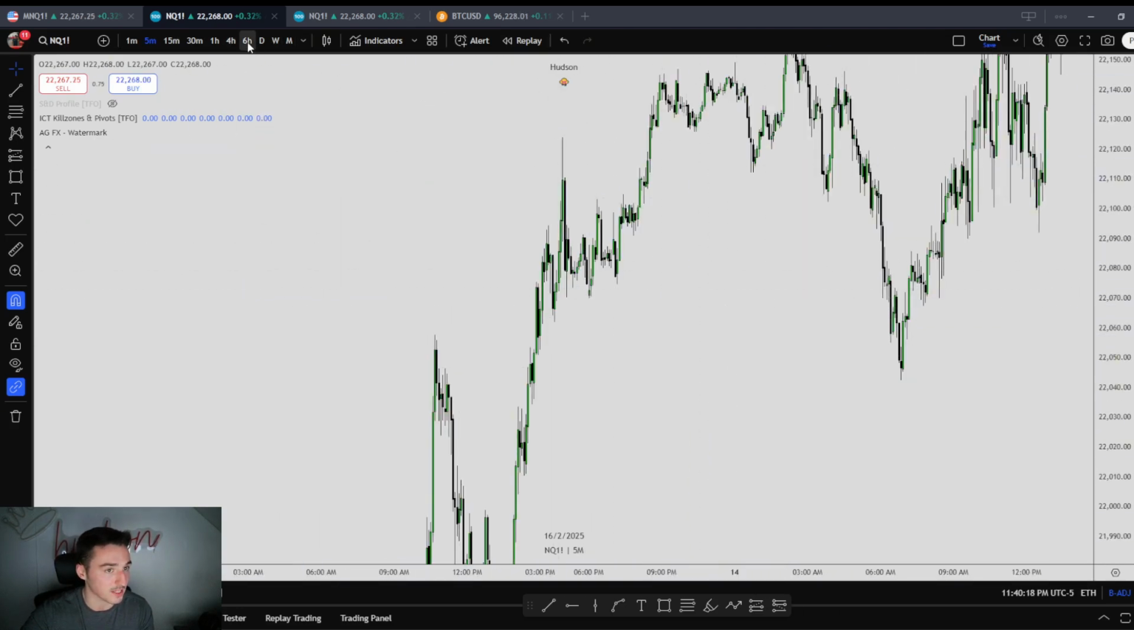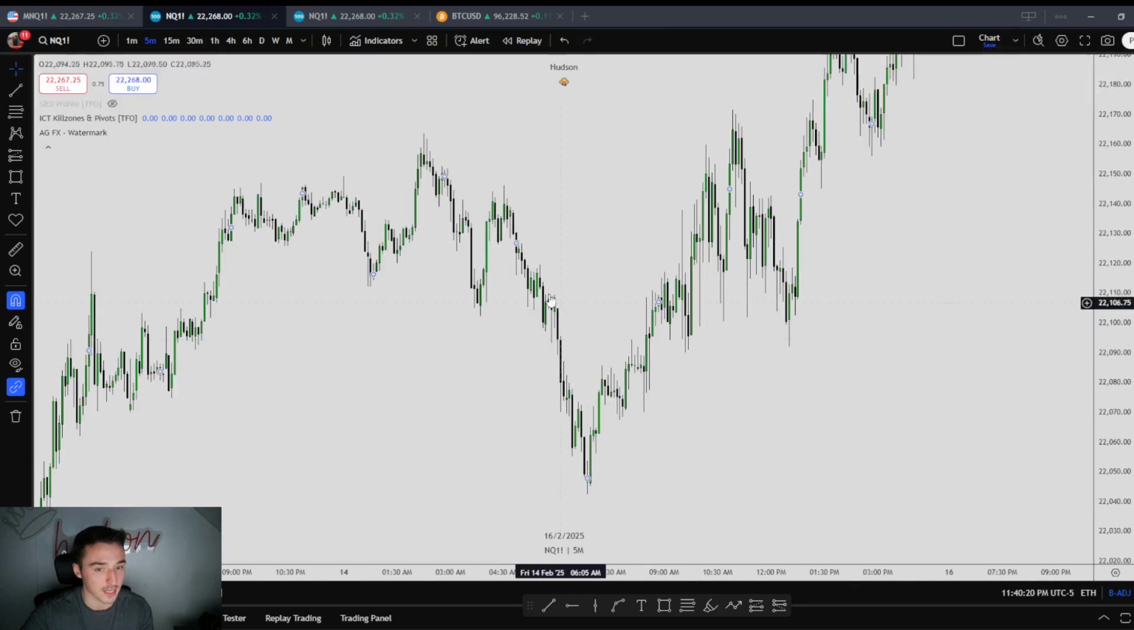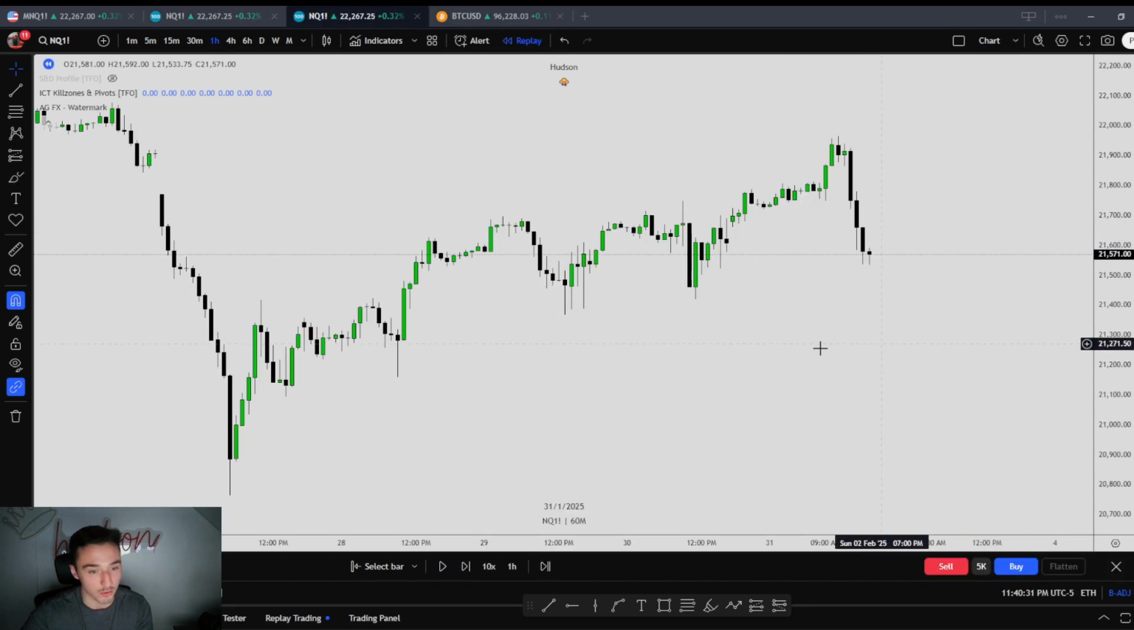4-hour fair value gap, 6-hour open, right? 6-hour open, opens lower, take out this high. Then I looked for shorts right here. Took a short here, waited, took it off down here because I was sick of this price action, to be honest with you. Now let's move on.